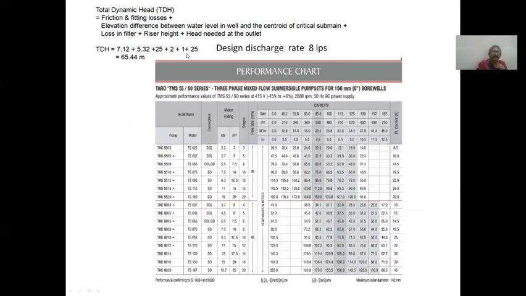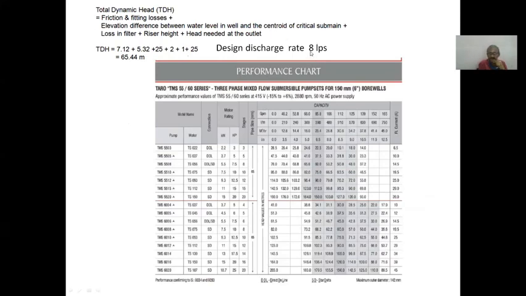Then plus 25, and I do not know why I have put this 1. Look into your manual, I do not know for what purpose this 1 has come. And the total dynamic head you get is 65.44 meters. So what you need to do is, for 65.44 meters head and 8 LPS discharge, you have to select a pump.